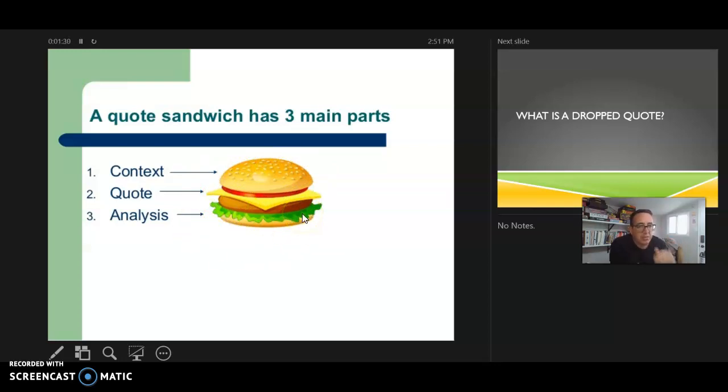You always want to have these three parts whenever you're quoting from a text. If you don't have the context, then it's hard to tell where the quote's coming from, why you're using it. If you don't have the analysis, then you're not doing the analytical work that's really required of you in an academic essay. If you just introduce a quote, drop it in, then don't do anything with the quote, that's not really doing the work that you want to do in your essays.